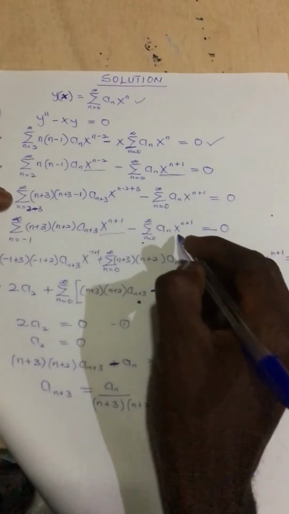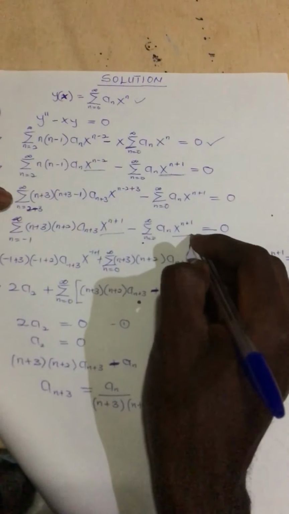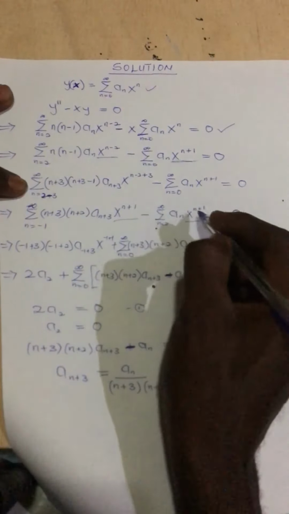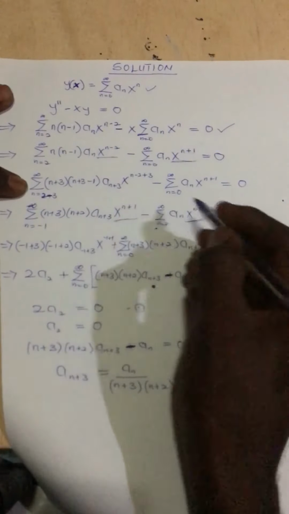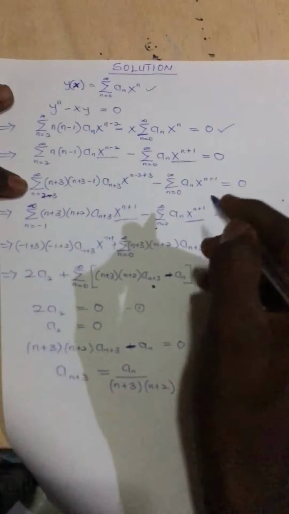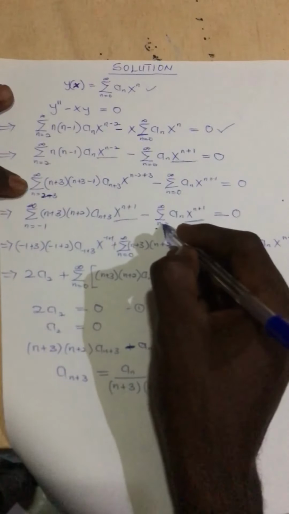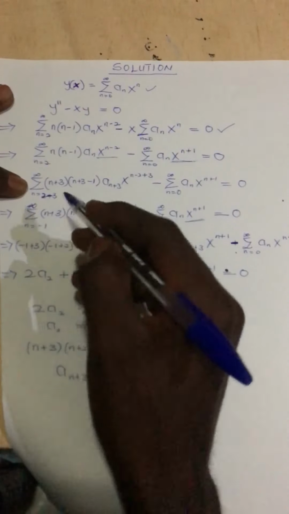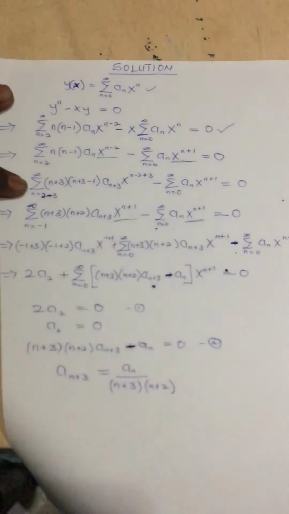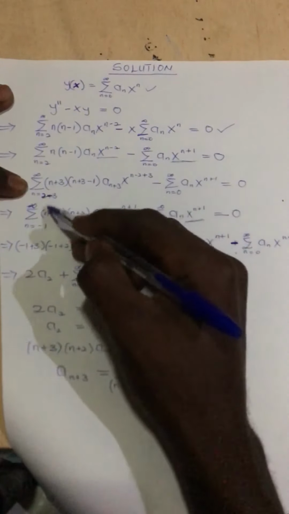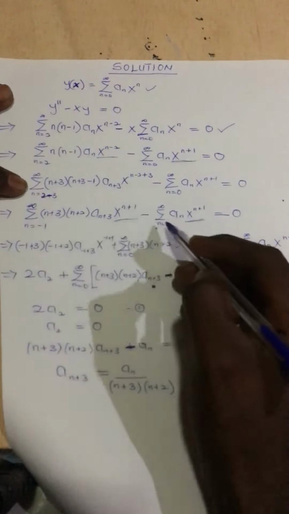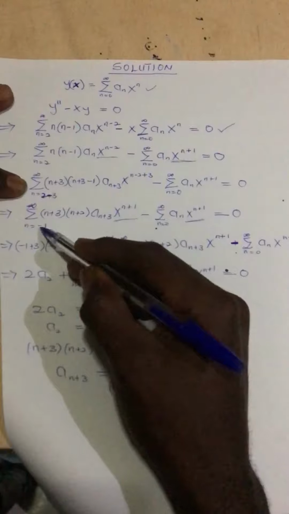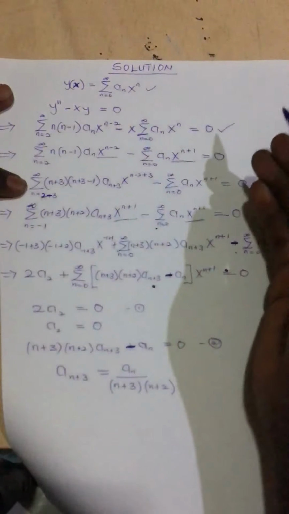Looking at this, our indices are now equal. Are we okay? Our indices are now equal, and our generic terms are now equal. So we are going to focus now on the indices. This one is from n equal to 0, and this one is from n equal to negative 1. So here our initial term is at negative 1, and here our initial term is at n equal to 0. So we can move from negative 1 to 0.